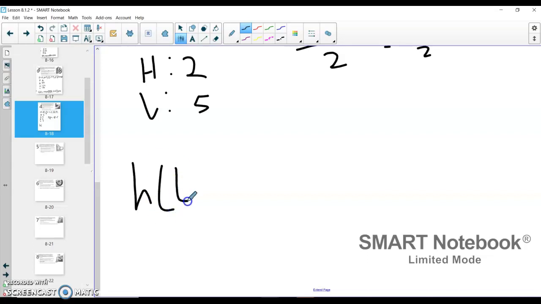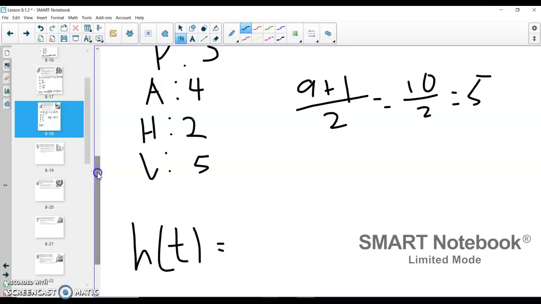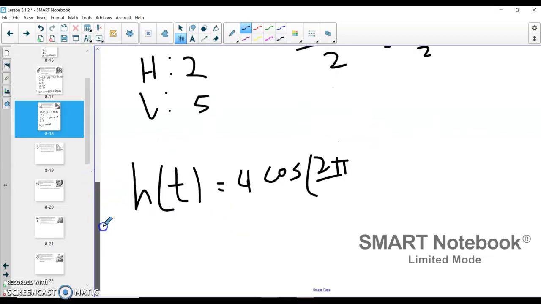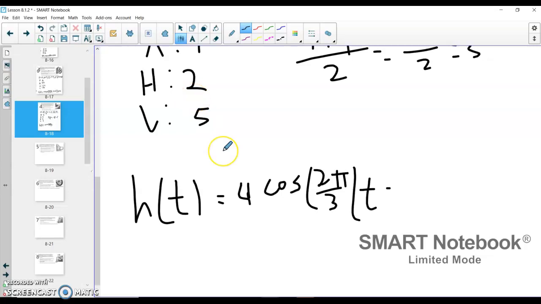The equation being h of t, and it's a cosine equation. And I have the amplitude being 4, so 4 times the cosine of my period change, which is 2 pi divided by what I call that p-value, the period, so that's 2 pi divided by what we have as 3. It's 2 pi over 3, t minus the horizontal shift of 2, all closed off, plus the vertical shift of 5. And that's my equation now representing this situation.